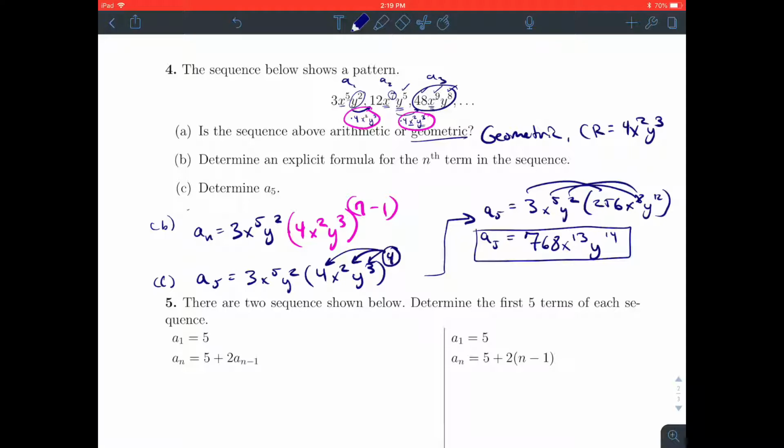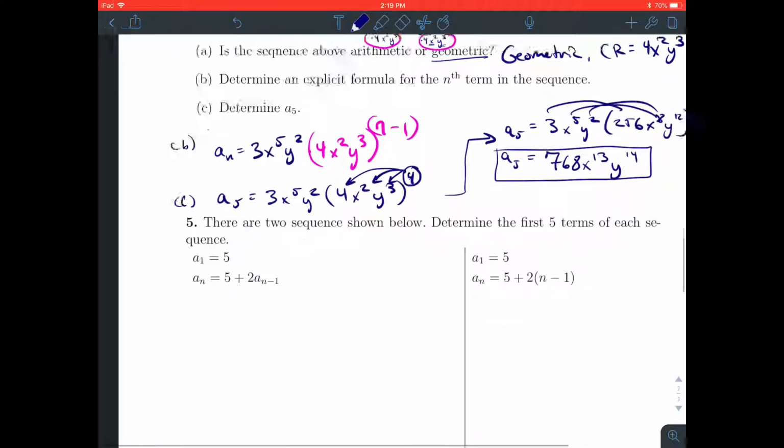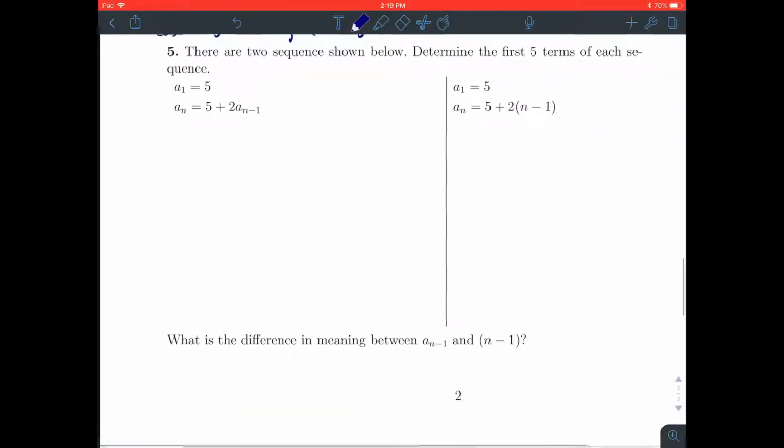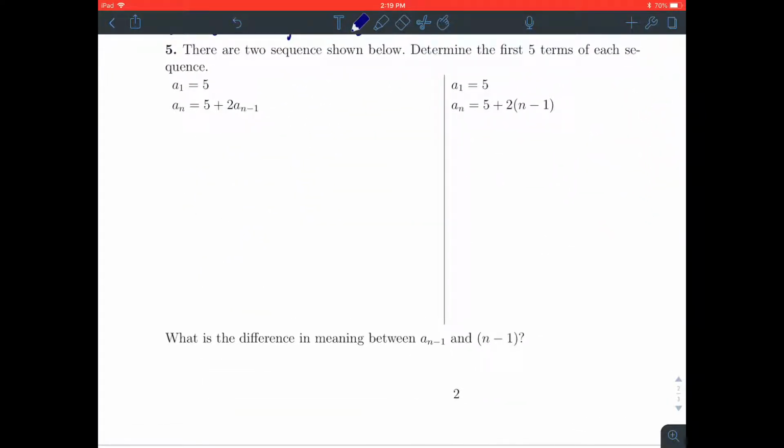Wow. If you got that problem without having the video, you should be really proud of yourselves. That was a really tough one. For problem number 5, there are 2 sequences shown below. Determine the first 5 terms of each sequence.